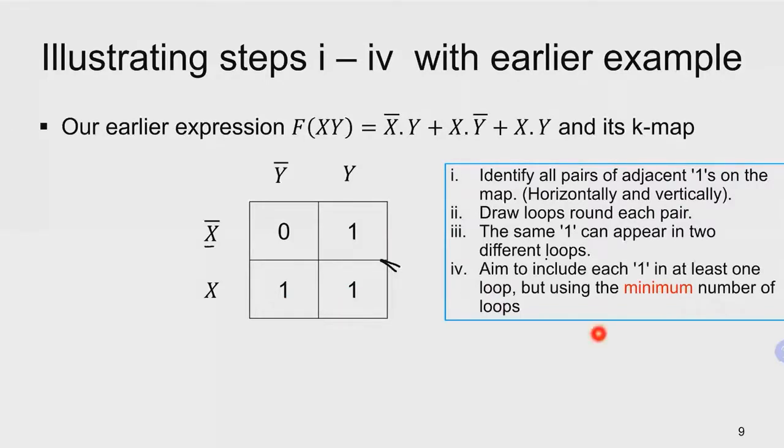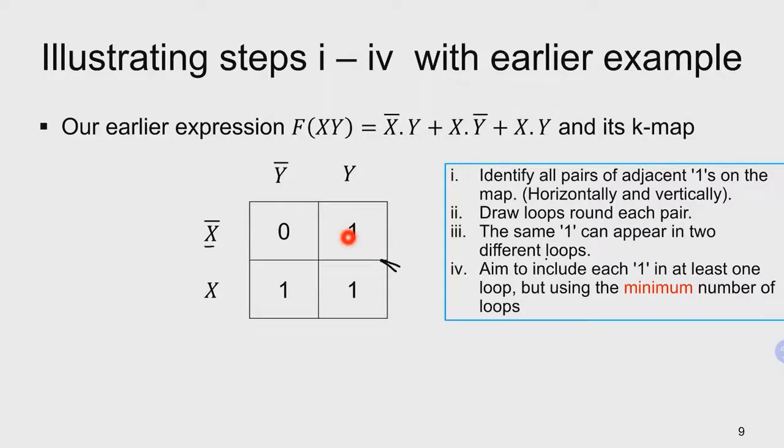So the first step is to identify all the pairs of 1s on the map horizontally and vertically. Horizontally, here we got a pair of 1s. And then vertically here we got a pair of 1s. Here is diagonal, so this is not adjacent and cannot be used as a simplification.